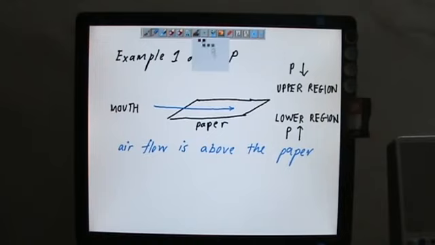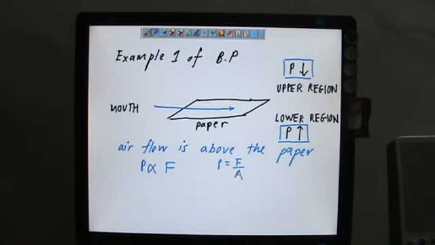Okay, let's highlight this point to help us see what it means. So we have less pressure in the upper region and more pressure in the lower region. Pressure is related to forces, because pressure is force over area. So if there's a difference of pressure, there's definitely a difference of force, because the area is not changing. That means the force on the bottom part is greater than the force on the upper part.